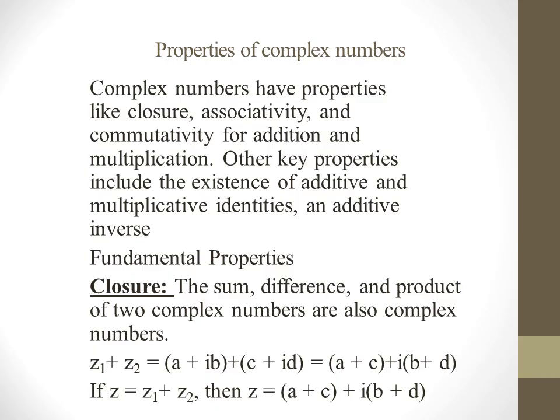If z1 and z2 are two complex numbers, then z1 plus z2 is equal to a plus ib plus c plus id, which gives rise to a plus c plus i into b plus d. Therefore, if z is equal to z1 plus z2, then z is equal to a plus c plus i into b plus d.